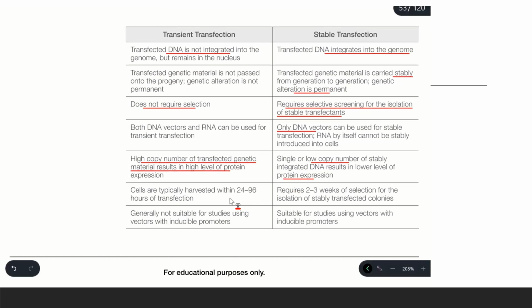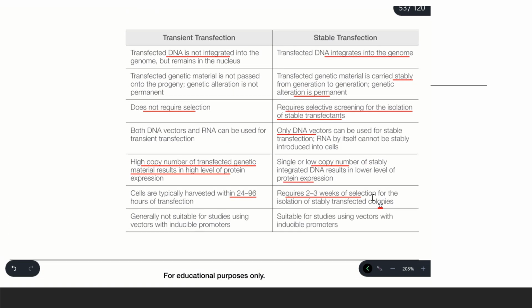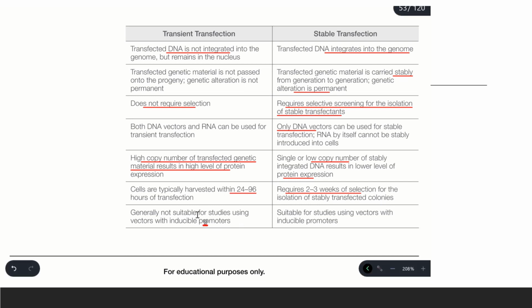So here you have cells that are typically harvested within 1 to 4 days or 24 to 96 hours. But in a stable transfection, you need at least 2 to 3 weeks of selection for the isolation of stably transfected colonies. So this takes a lot longer. And then for the transient, this is not suitable for studies using vectors. And then this one is.